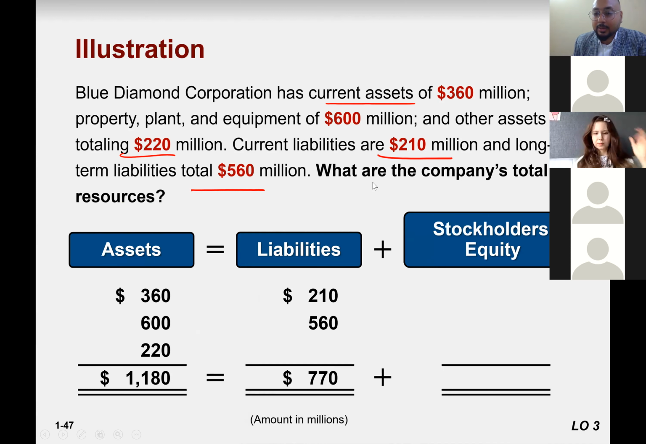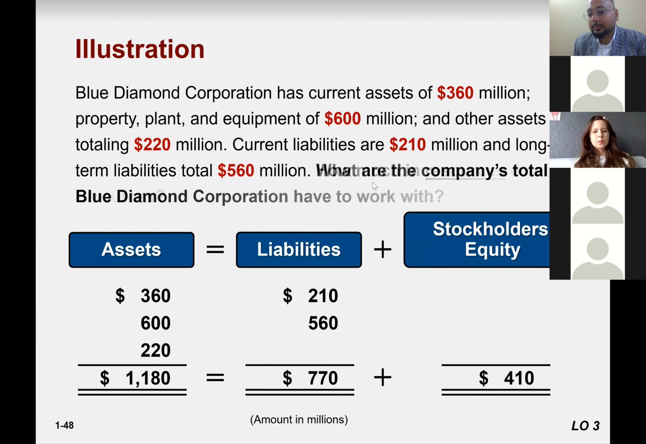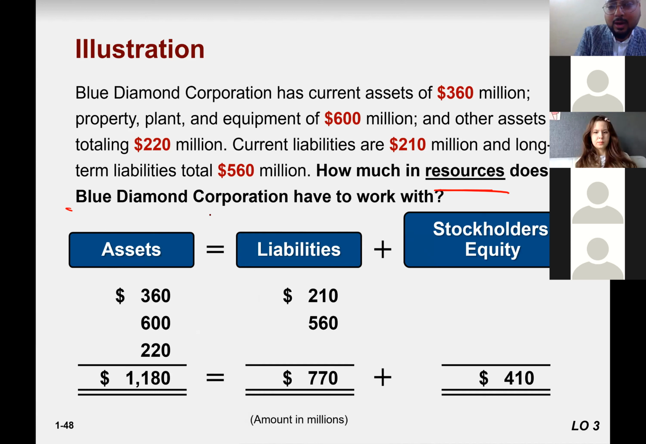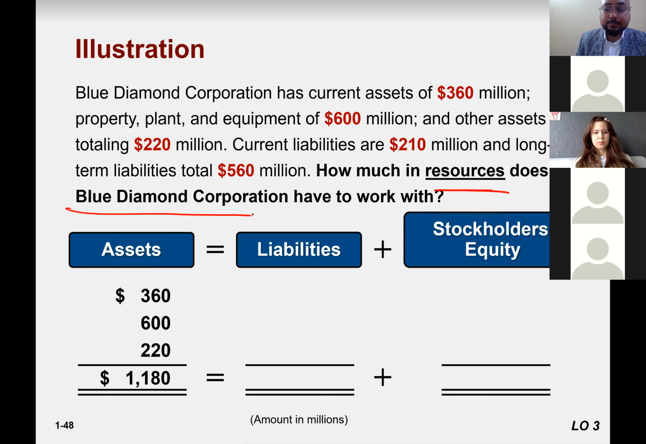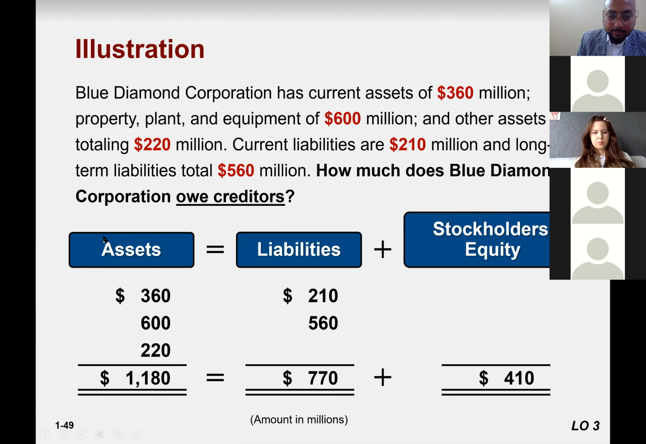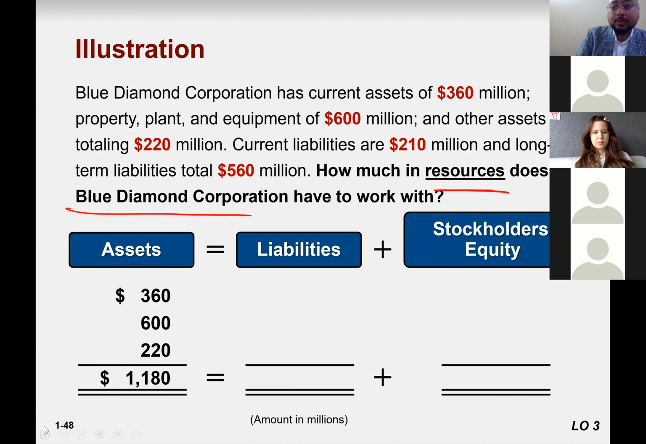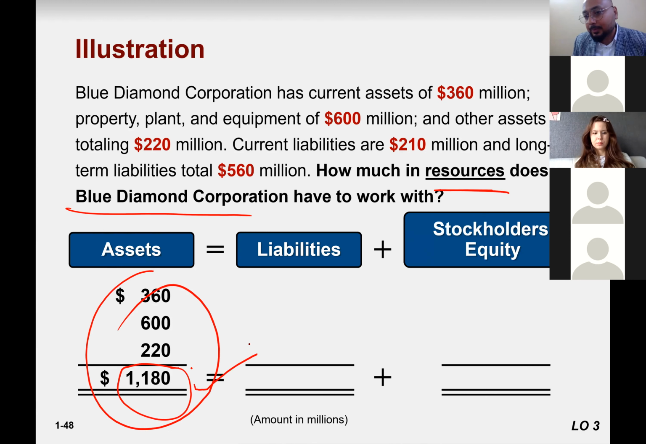How much is the owner's equity? 410. Right? Now, the second requirement is how much in resources does Blue Diamond Corporation have to work with? So what are the resources? Is this the resources for the company or for the owners? Company, right? So how much are the resources? Total assets, right?